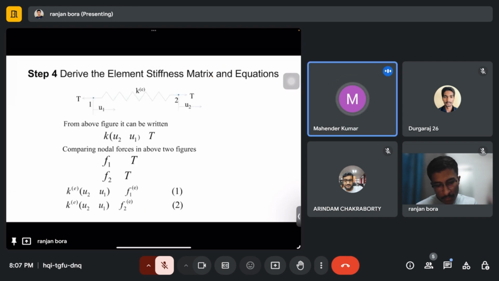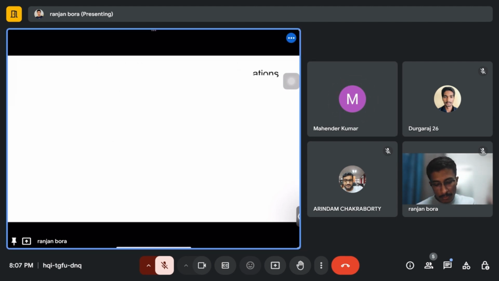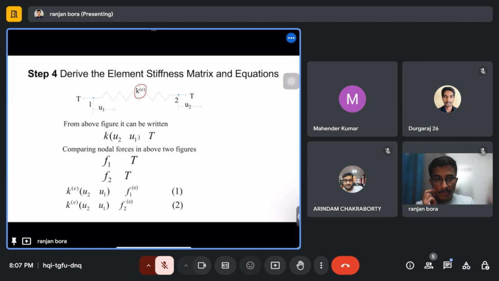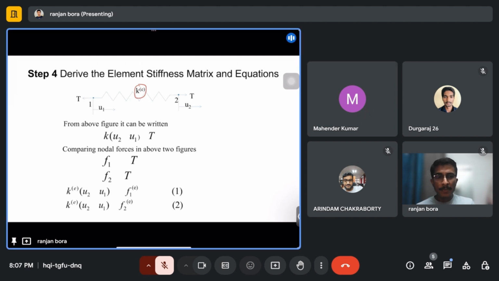So how can we predict K? K will be given to you. K is the property of the spring. It will be mentioned because it is a spring property. If you have any spring, you need to know what the stiffness of the spring is, and it will be given.